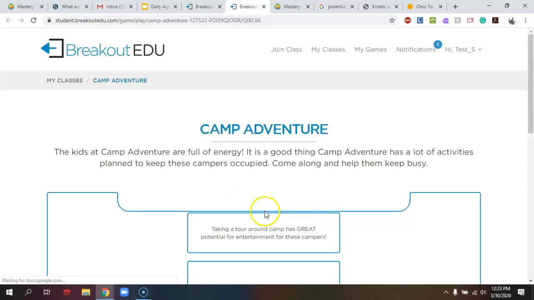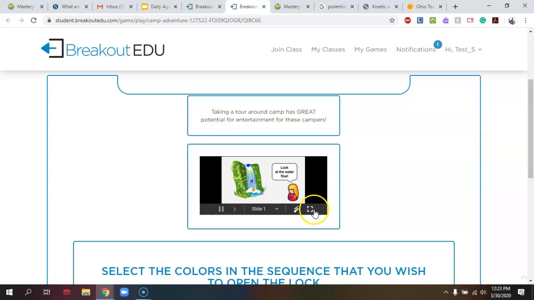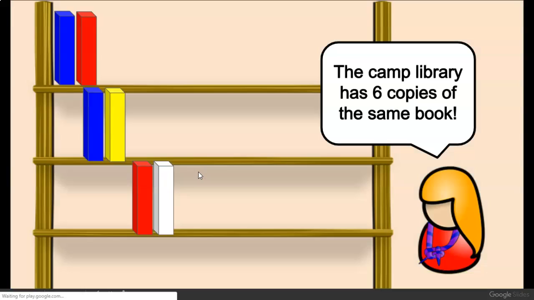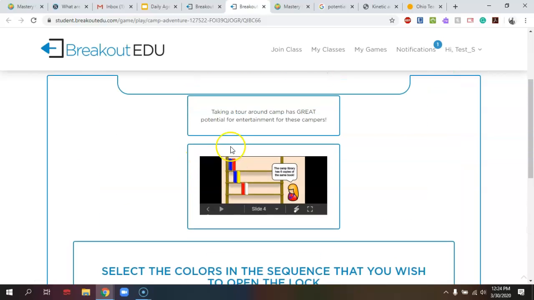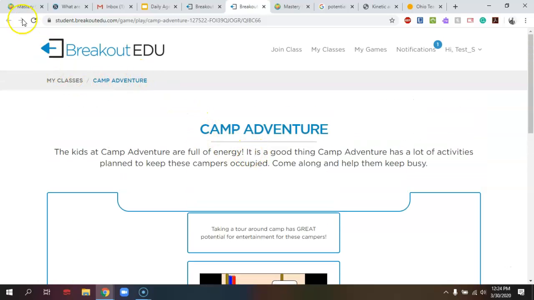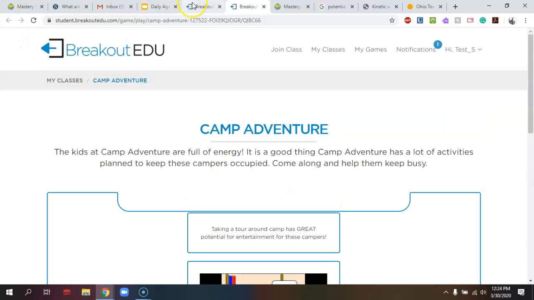If I go to a color lock here, you can see there are several slides shuffling through. I've got this, and this, and this, and this, and this is all about potential energy. So I'm going to think about the potential energy. Remember, that's about position and mass. And then the next one is another color lock.